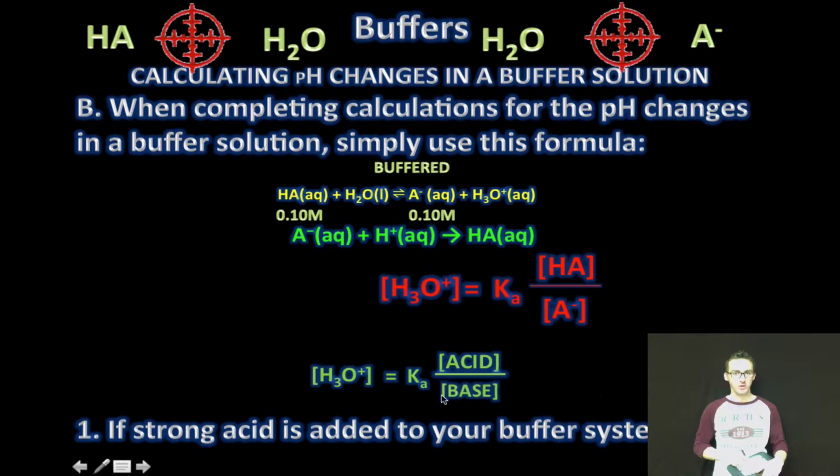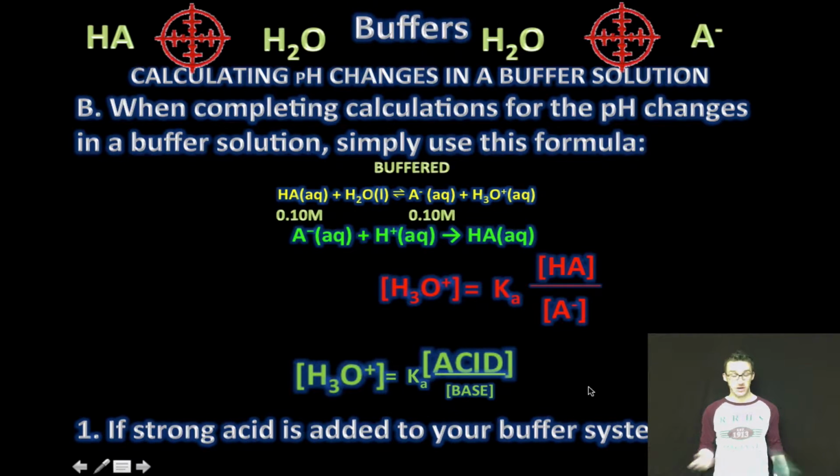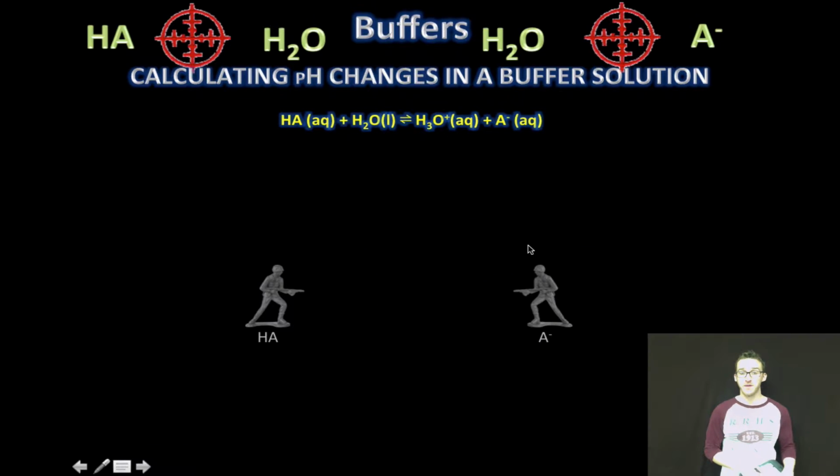Because you are going to sacrifice some of your conjugate base. You're going to form some additional weak acid. So there will be a slight change in your pH. Now, not as much as if you didn't have a buffered system, but definitely a change. Think about this in terms of toy soldier format. Got your buffer components, weak acid, conjugate base.